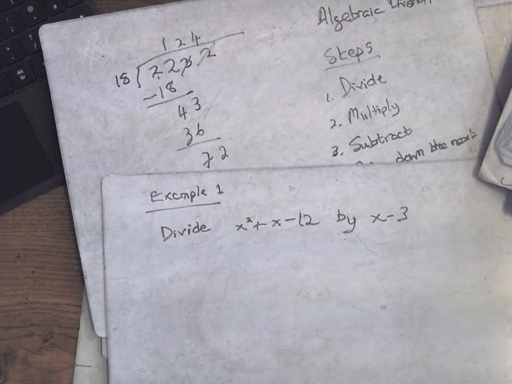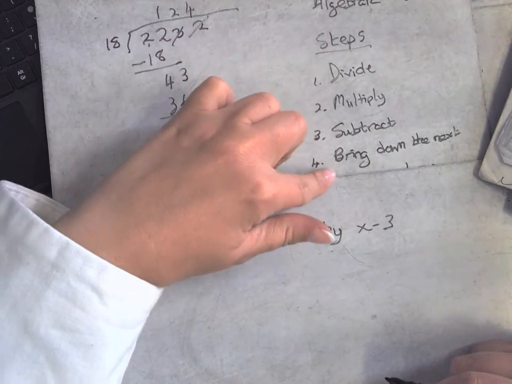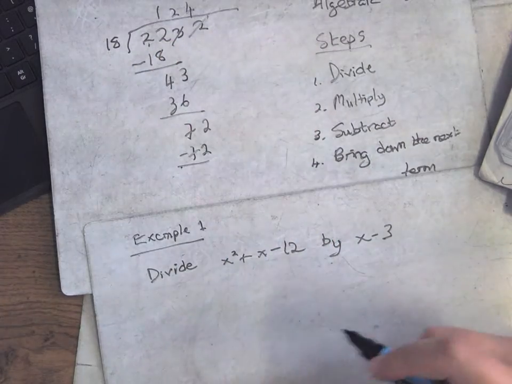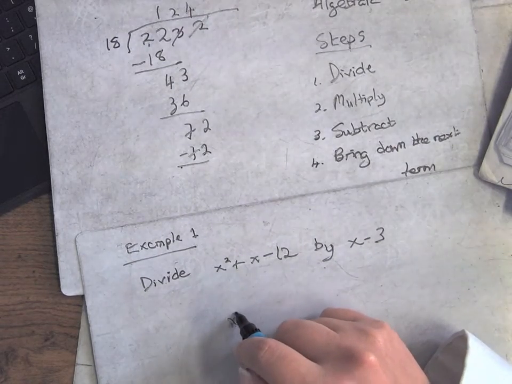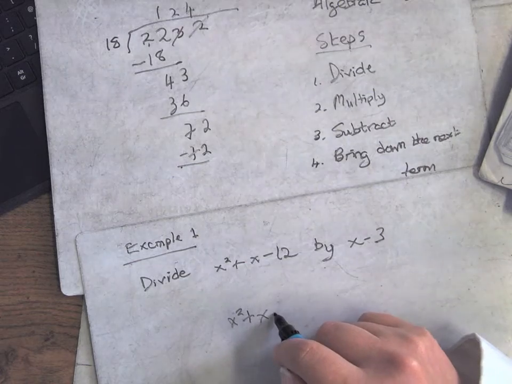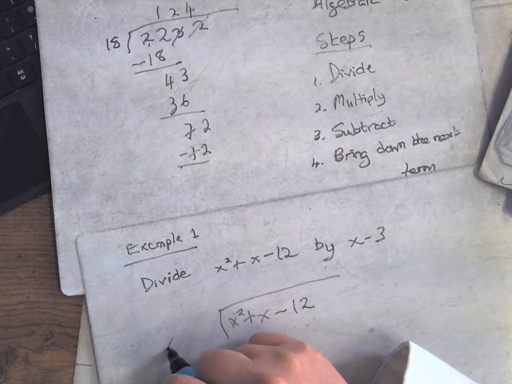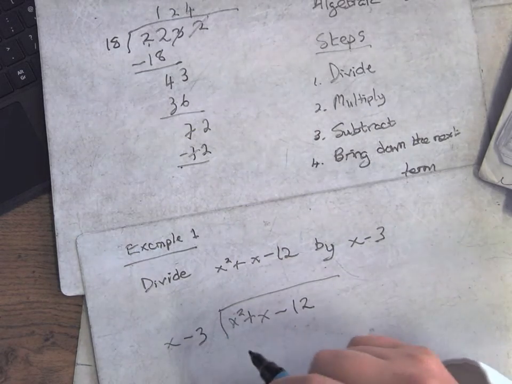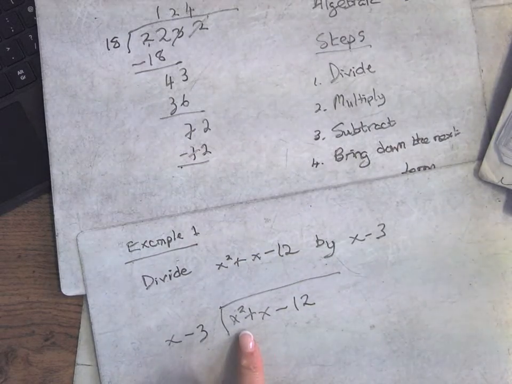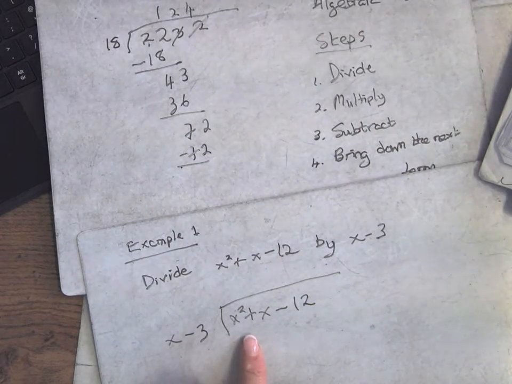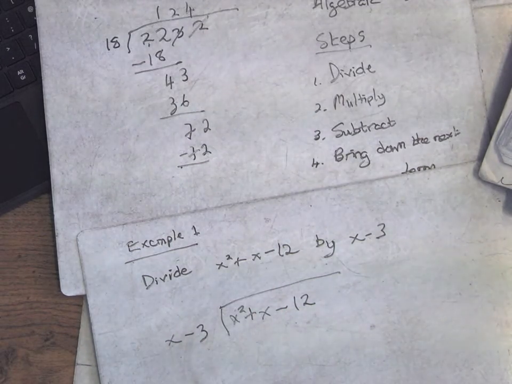So pens down now and watch me. Right, okay? So here are my steps. Divide, multiply, subtract, bring down the next term. So what I do is I set up my long division sign. So I write down x squared plus x minus 12. I want to divide that by x minus 3. So you take the first term here and you divide it into the first term. So x into x squared. So x multiplied by what will give me x squared?